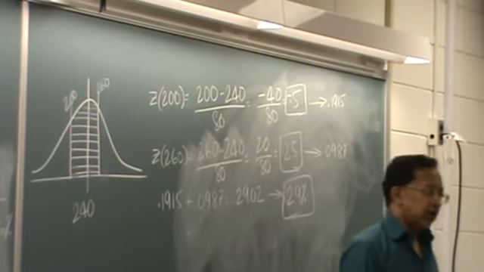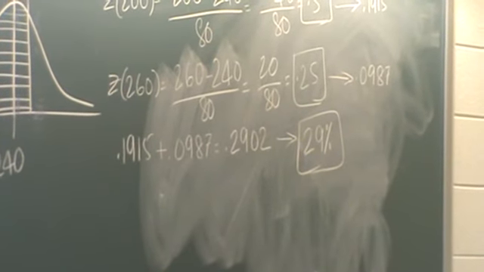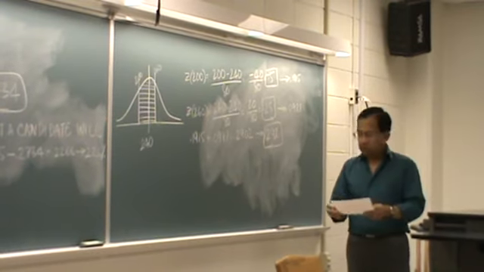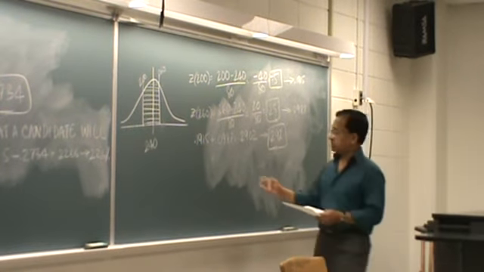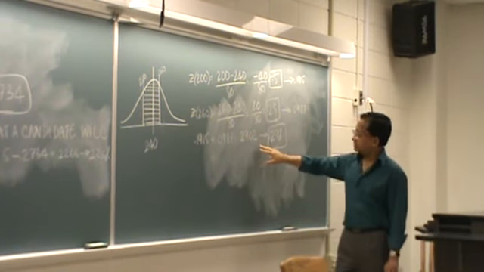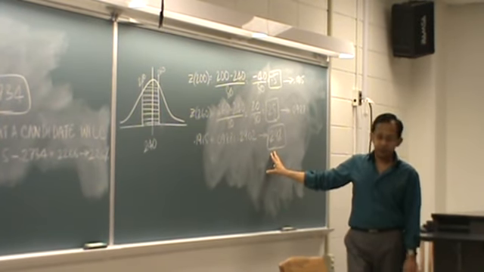So we will simply write the probability that a candidate would take between 200 and 260 hours to complete the course is, and then we will add these two and transfer that to a percentage, 29%. Okay.